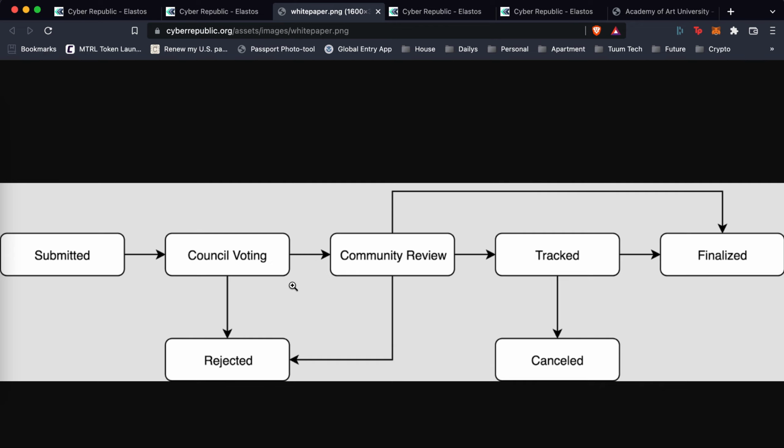Everything is mostly automated, because the humans involved in council voting and community review still need to manually sign their votes and put them on the blockchain. But other than that, most of it is decentralized. Most of it requires the completion of certain tasks before it gets to the next part of the proposal, and so on and so forth. So this is basically a 10,000 feet overview, I suppose, of how a suggestion turns into a proposal and goes through the entire Cyber Republic consensus process.